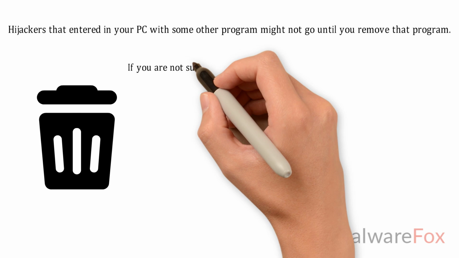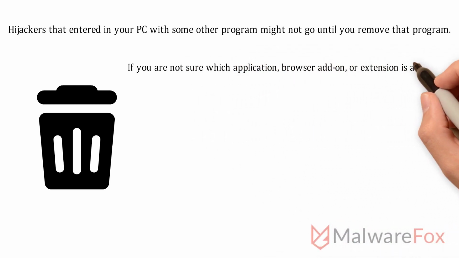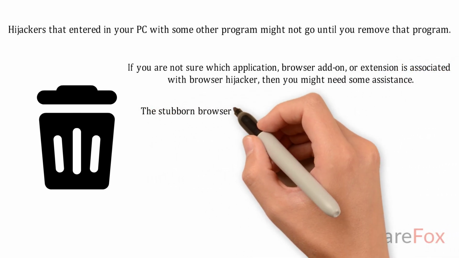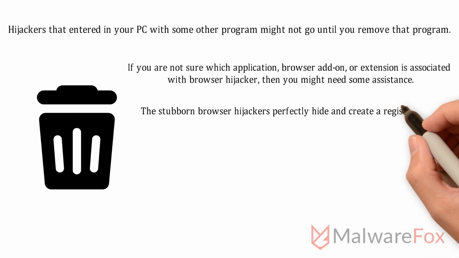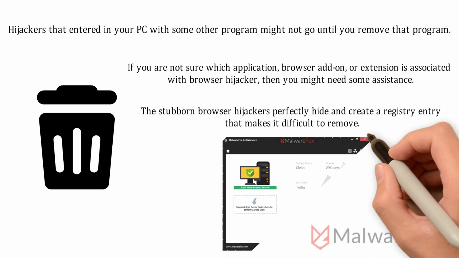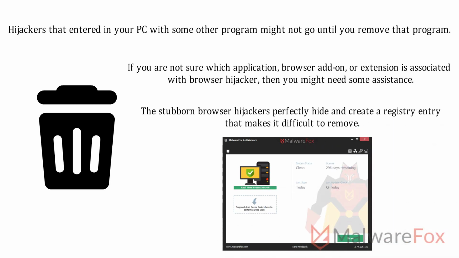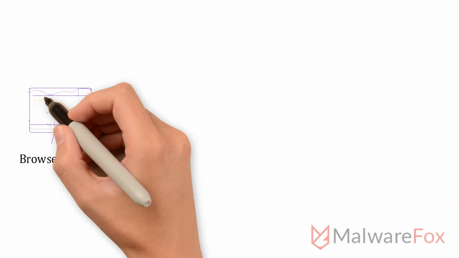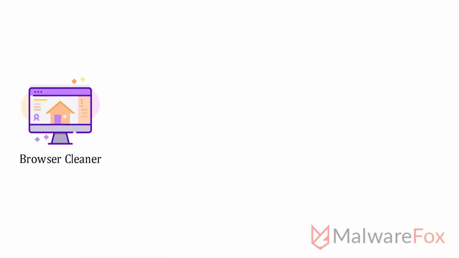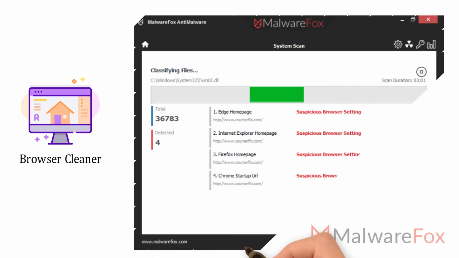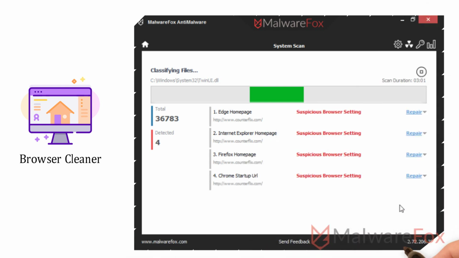If you are not sure which application, browser add-on or extension is associated with the browser hijacker, you might need some assistance. The stubborn browser hijackers perfectly hide and create a registry entry that makes them difficult to remove. For such hijackers, you need anti-malware solutions like Malwarefox. It has a browser cleaner module that can detect hijackers in your system. Malwarefox has a massive database that tracks down malware as well as their hiding locations. So all you need to do is just run a scan with Malwarefox, then clean the hijackers.